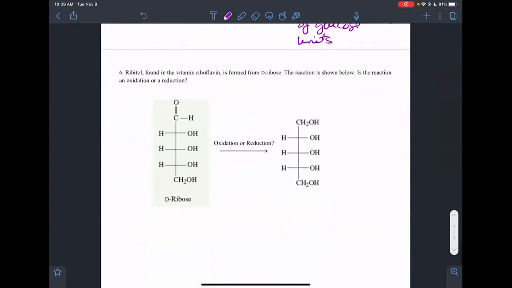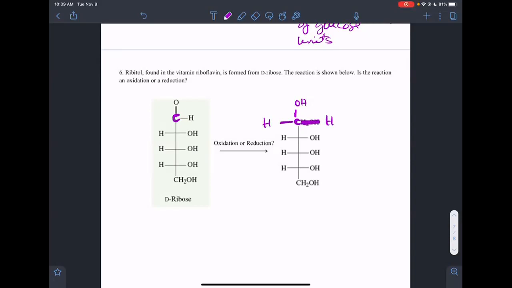Okay, ribitol found in a vitamin riboflavin is formed from D-ribose. The reaction shown below. Is the reaction oxidation or reduction? So if I look at what's happening, right? Something's happening with that anomeric carbon. Well, what's going to become the anomeric carbon? So this one right here. And sometimes it might be nice for you to go ahead and draw out this CH2OH. What does that actually mean? Well, it means that carbon's bound to a hydroxide, and I'm going to just kind of draw over this. It's bound to a hydrogen on this side and a hydrogen on that side.